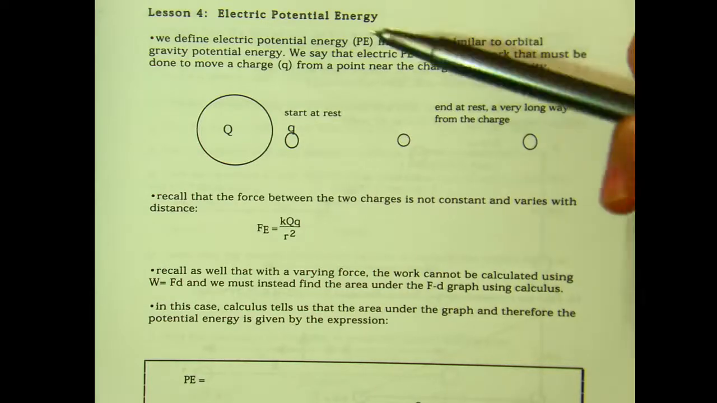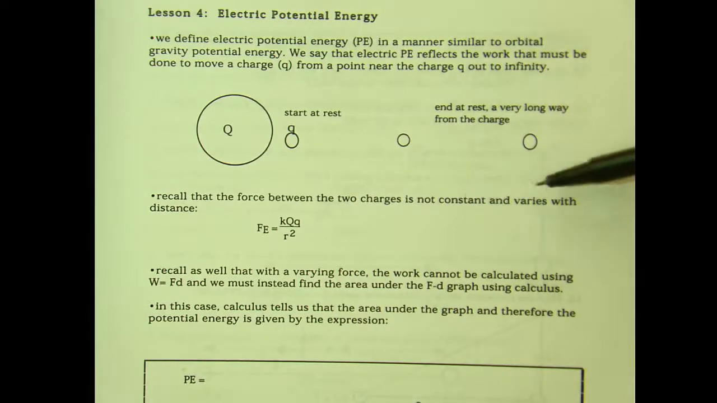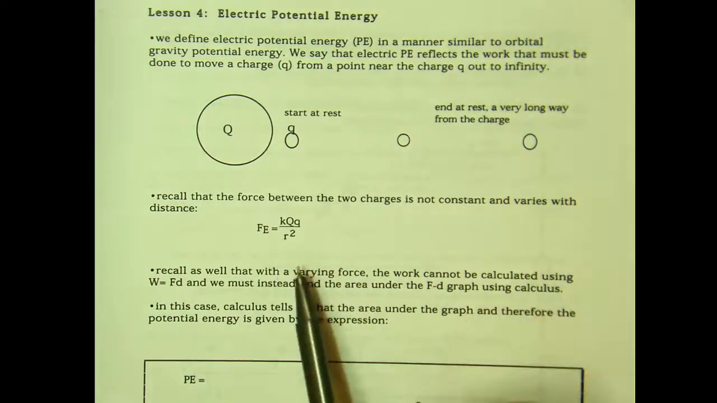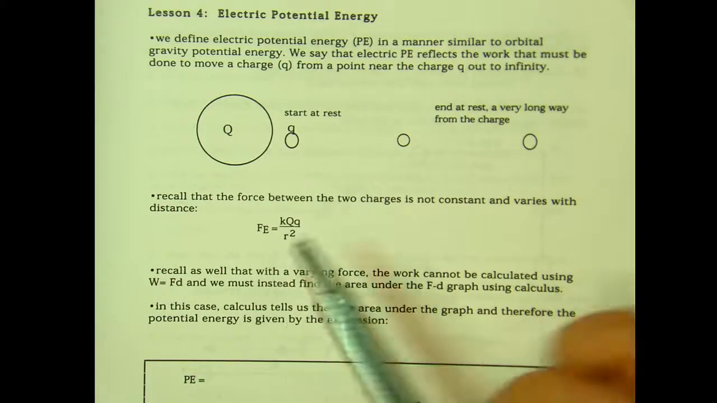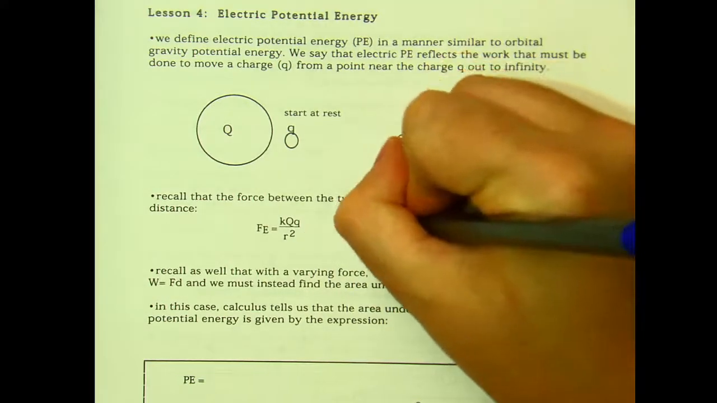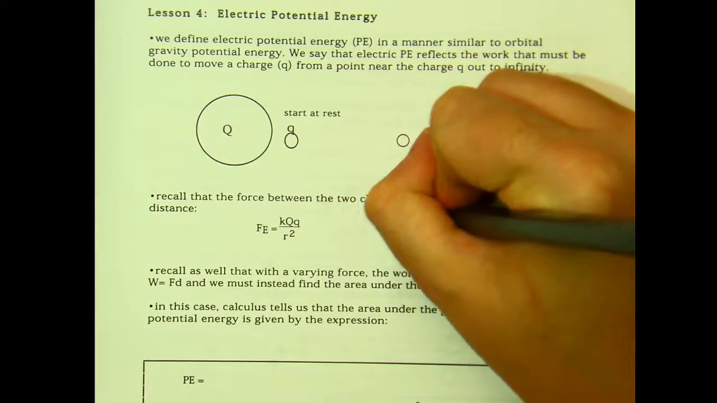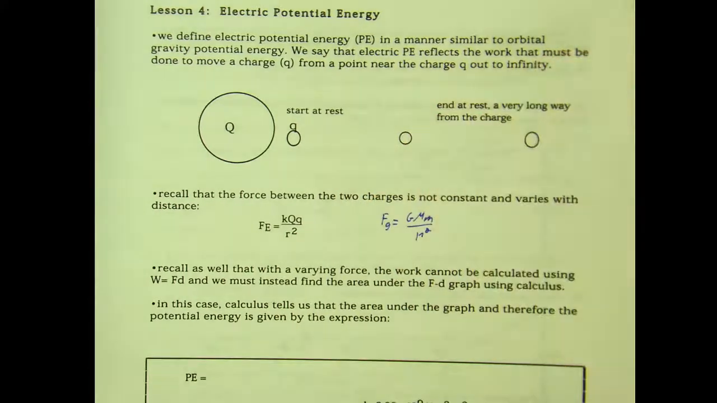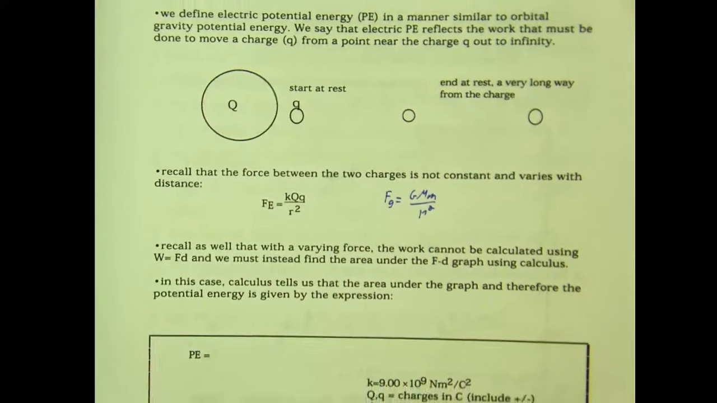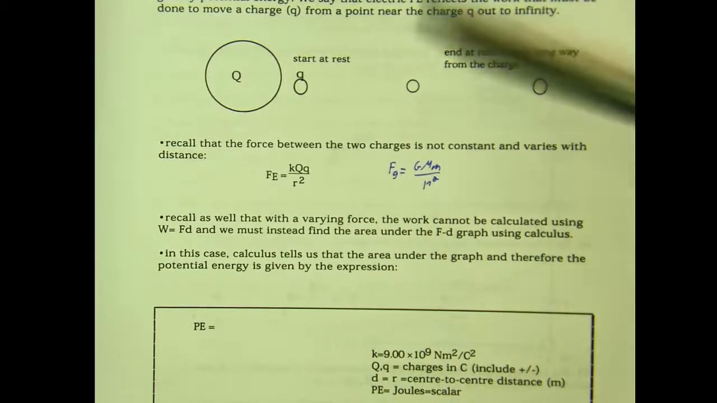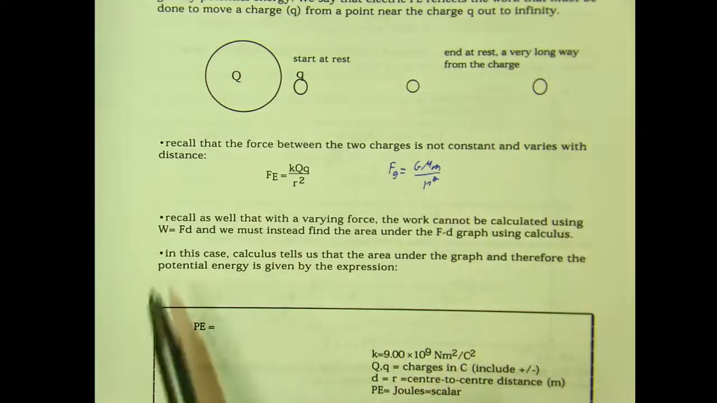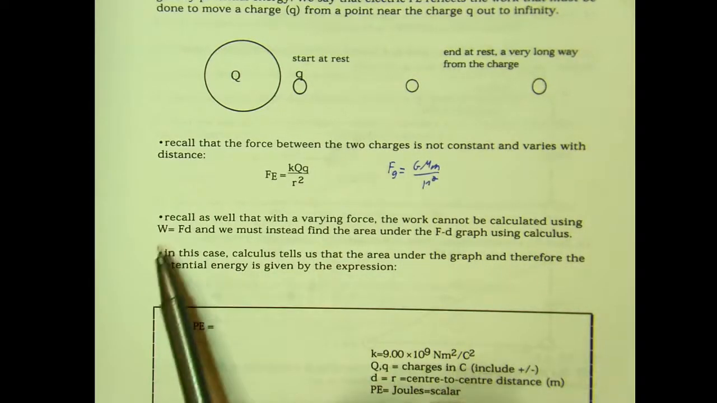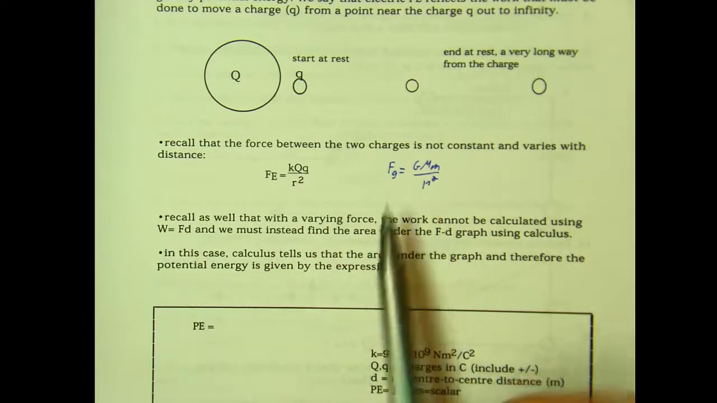So recall that the force between two charges is not constant and varies with the distance. So we've got Fe equals kqq over r squared, just like gravity, which I'm going to add in here. Fg was Gmm over r squared. So we also can recall that the work done can't be calculated for gravity using work equals Fd when we've got a force that varies with the distance.